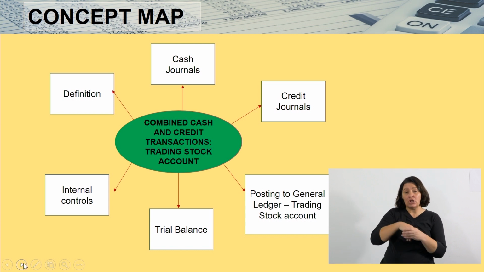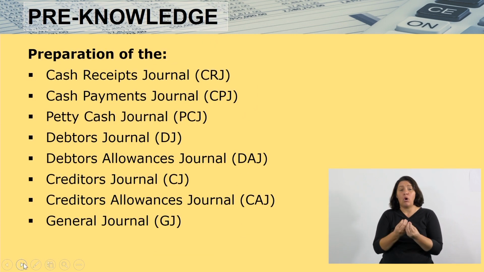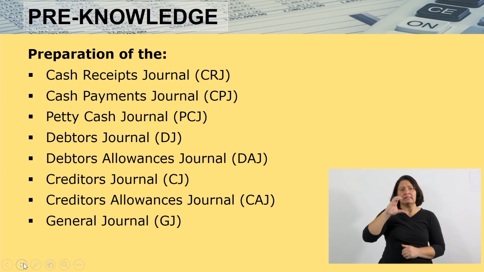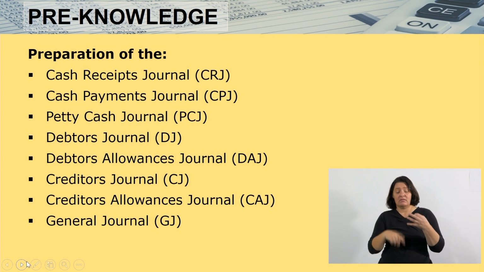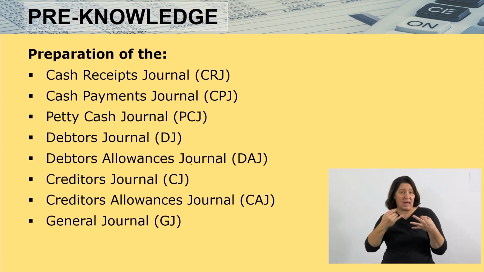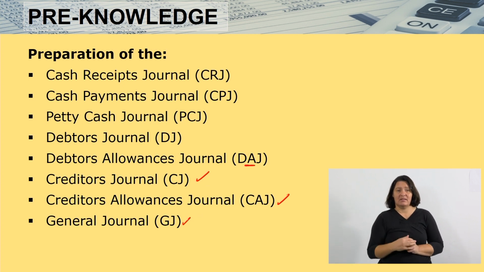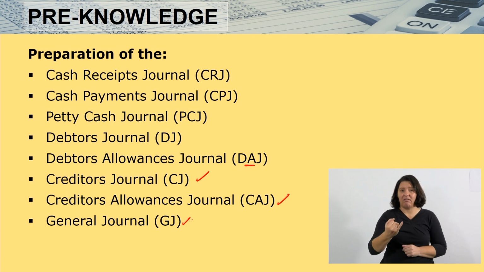At this moment, you should already know your CRJ, your CPJ, that is your cash payments journal. You should already know your petty cash journal as well as your debtors journal. You should also know your debtors allowances journal, your creditors journal, your creditors allowances, as well as the general journal.